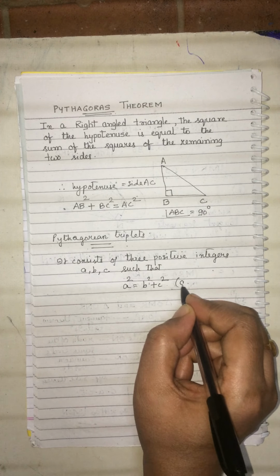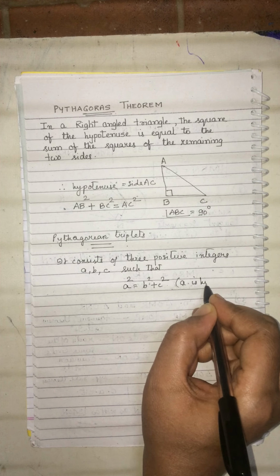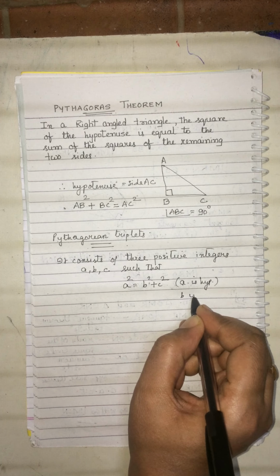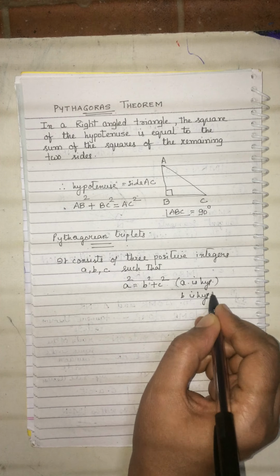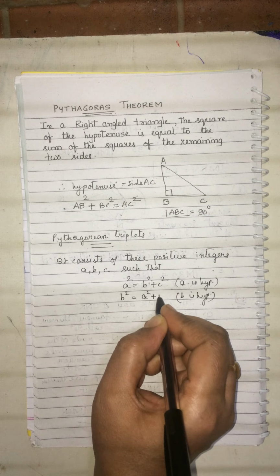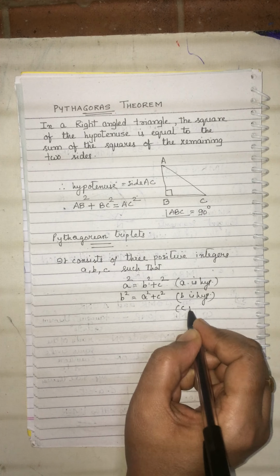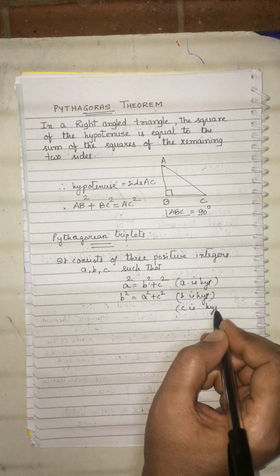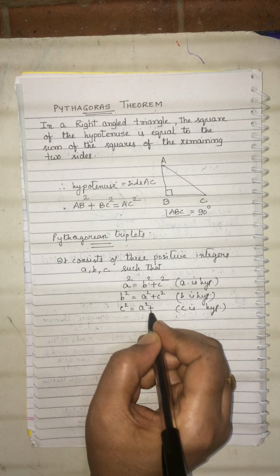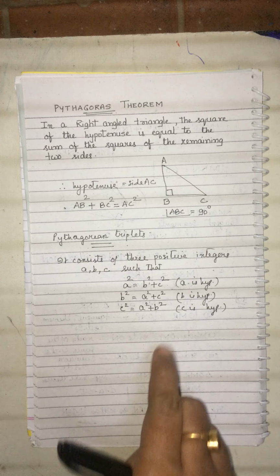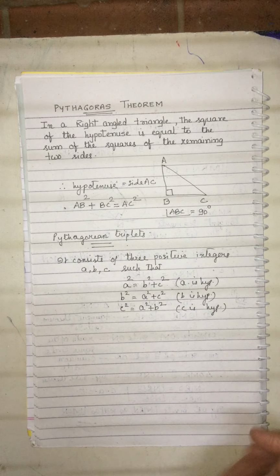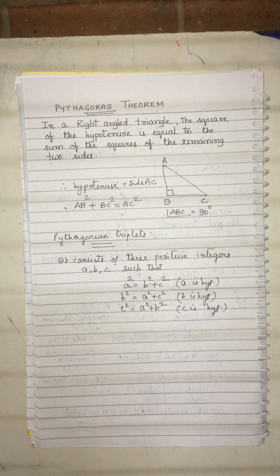square. If A is hypotenuse, and if B is hypotenuse, then we can write it as B square is equal to A square plus C square. And if C is the hypotenuse, even we can write C square is equal to A square plus B square, where the rest of the two are the sides of the right angle triangle.